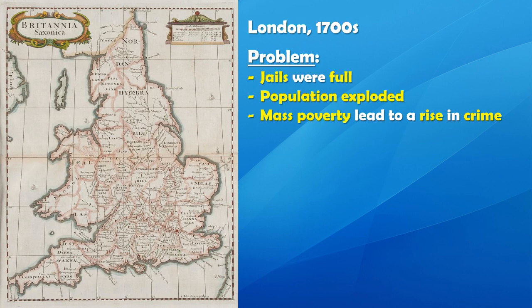Let's start this geography lesson with a history lesson. Back in London in the 1700s, they had a problem. The jails were full and the population exploded. This led to mass poverty, which caused a rise in crime. Many people were quite poor, so they would steal in order to sustain themselves. And that theft would cause them to go to jail, and the cycle would continue.